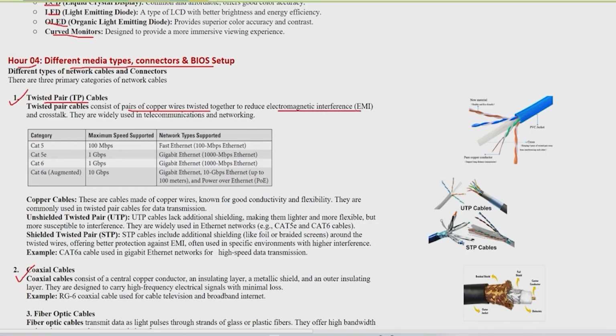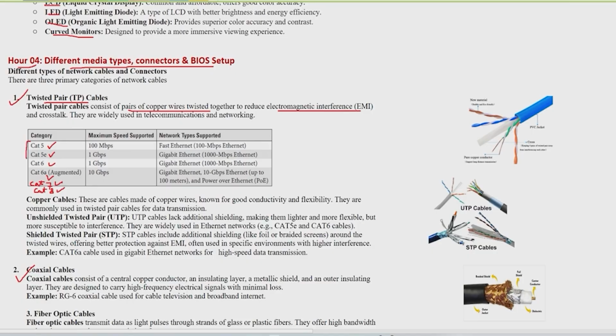A pair of copper wires twisted together reduces the electromagnetic interference. Electromagnetic interference means what is coming from the electricity side. That is called interference, meaning someone is trying to interfere in your communication. There are multiple categories: category 5, category 5E, category 6, category 6A, and there are also categories available nowadays: category 7 and category 8, which are not mentioned here. So there are 2 more categories coming nowadays.